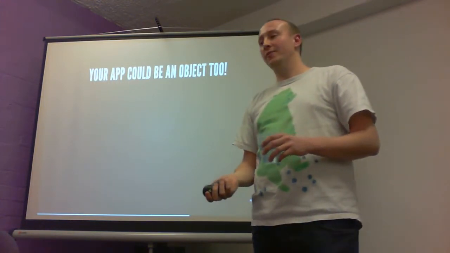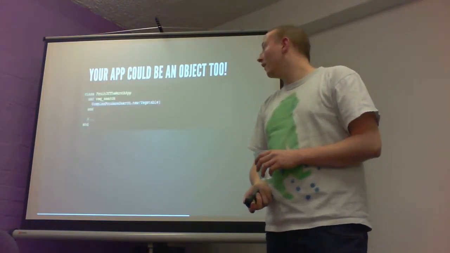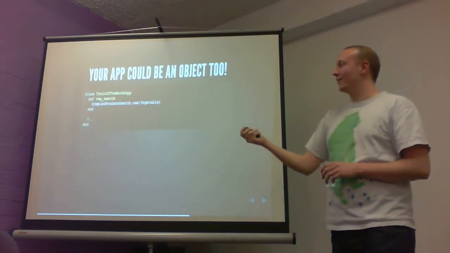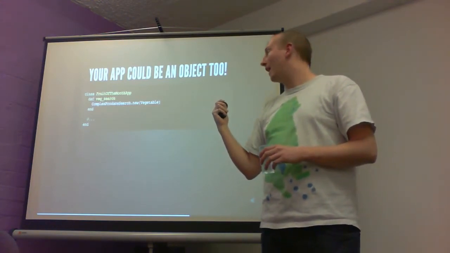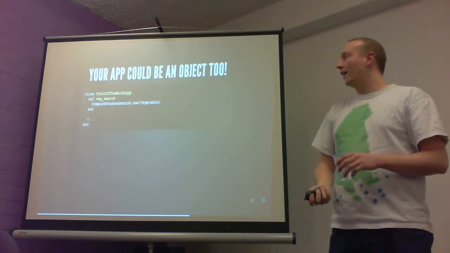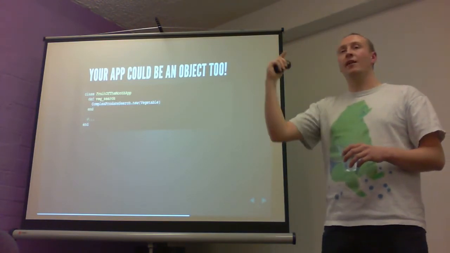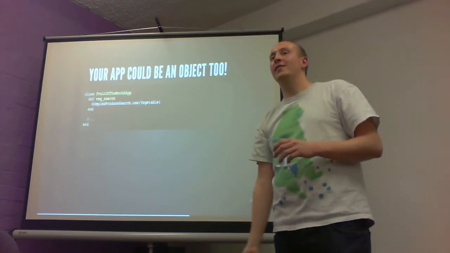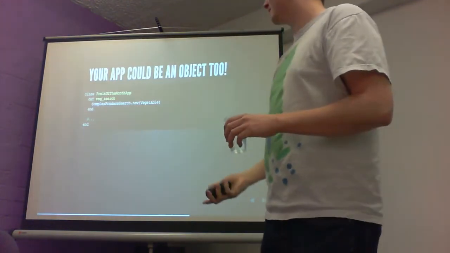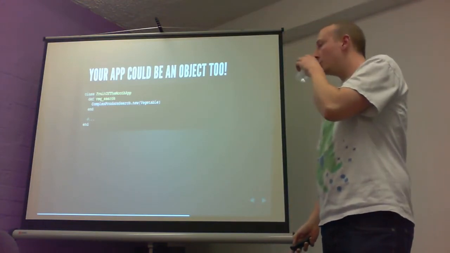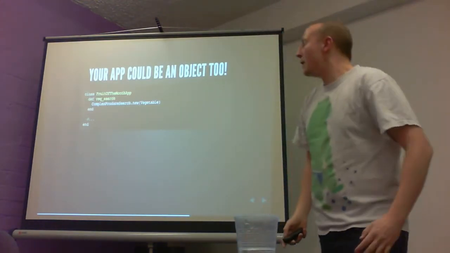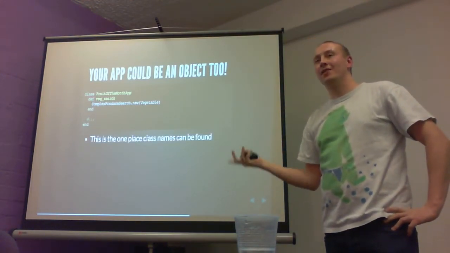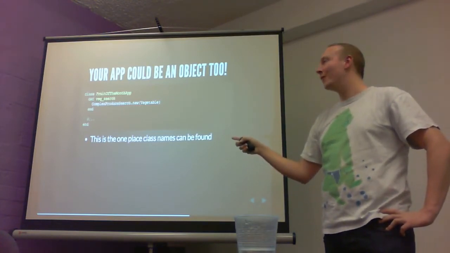Your app can be an object too, and that's to say, you can have an object which models your application. You can have a method per service that your application offers. So you could put this maybe at the top level of your app directory, open that file, and here's a list of, say, 20, 30 methods. This is everything your app does. And in my system, this is the one place where class names can be found. So I just push and push and push them until they all end up here.